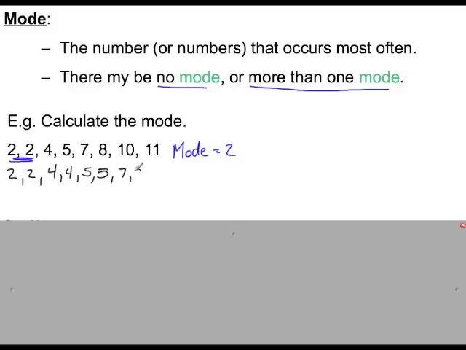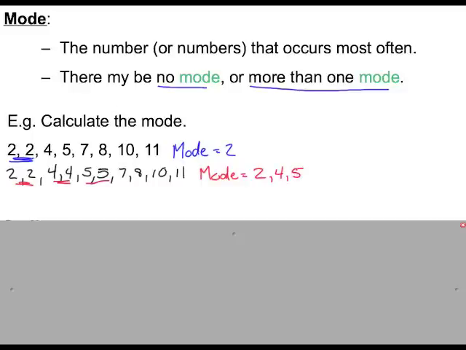If we had a different number set though, let's say we had 2, 2, 4, 4, 5, 5, 7, 8, 10, and 11. In this case, we have 2 2s, 2 4s, and 2 5s, while 7, 8, 10, and 11 all appear once. So in this case, we have more than one mode. So we're going to say the mode equals 2, 4, and 5. So we have 3 modes in this second data set. So 2, 4, and 5 are all modes in this data set.